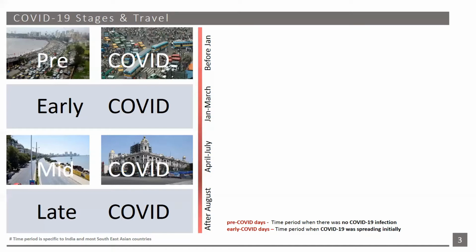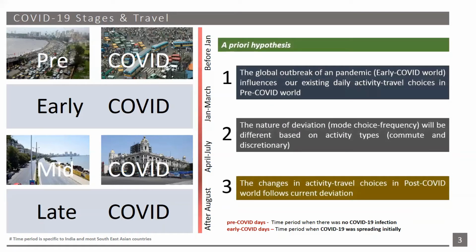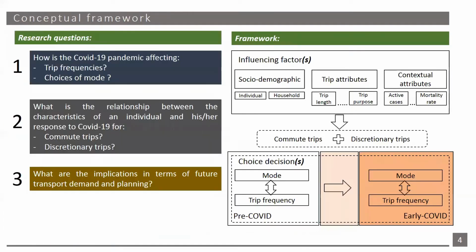So these differences in time period actually help us to develop our a priori hypotheses, the first one being how this global outbreak of the pandemic impacted our activity travel choices. Secondly, how this deviation is different for commute vis-a-vis discretionary trips, and how these choices are going to stay in the post-COVID world. Finally, framing our research questions, we frame three. The first one being how COVID-19 impacted trip frequencies and mode choices. Secondly, whether this is different for commute and discretionary trips. And thirdly, what are the implications in terms of transportation demand and planning.